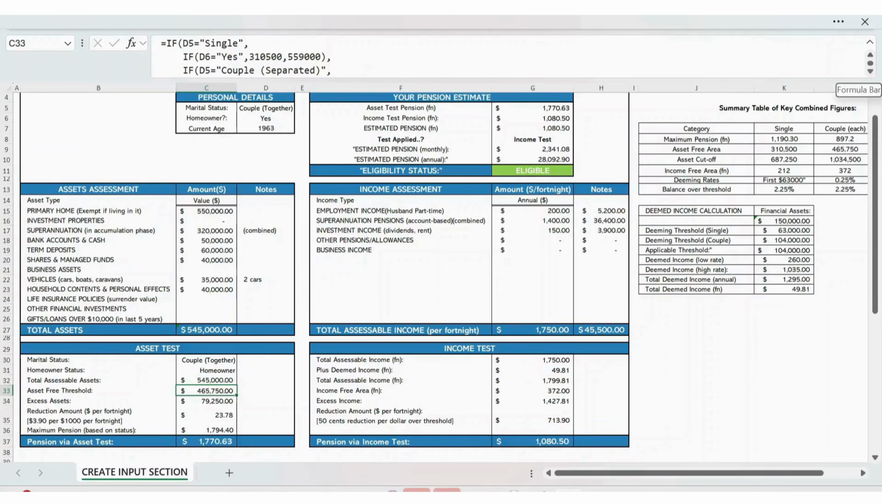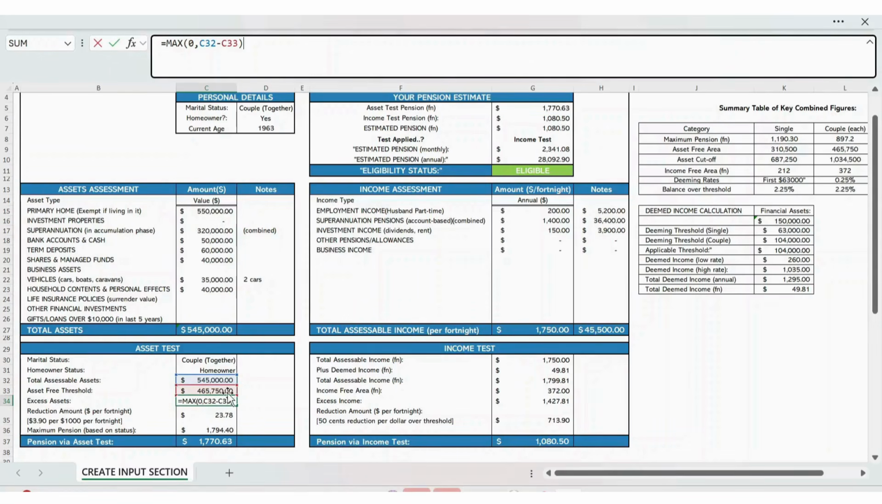$310,500. If you're single and non-homeowner, $559,000. If you're a couple together and homeowners, $465,750. If you're a couple together and non-homeowners, $718,000. The excess assets formula in C34 is max 0, C32 minus C33. This takes your total assets, subtracts the threshold, but ensures it never goes below 0.